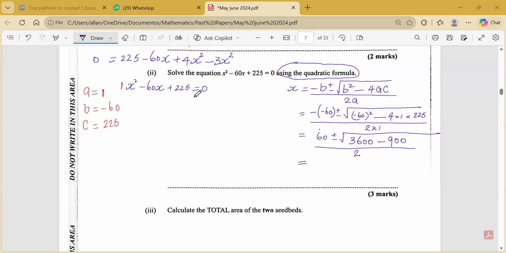All right, so what I did, I try to help people. So 360 minus 900 was, so you should get 60 plus or minus the square root. You say I did my homework. Well, I did your homework.